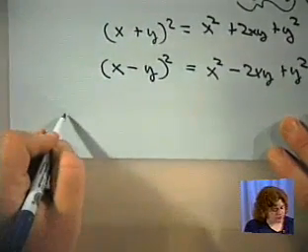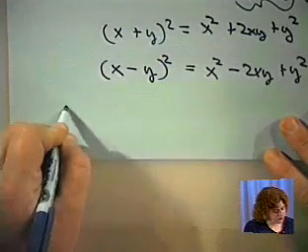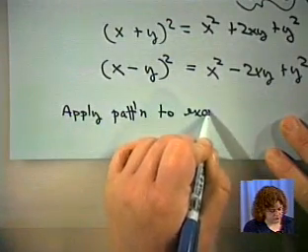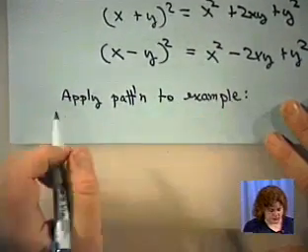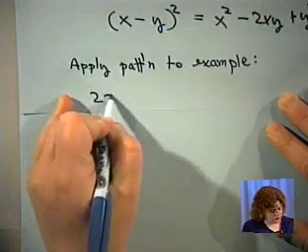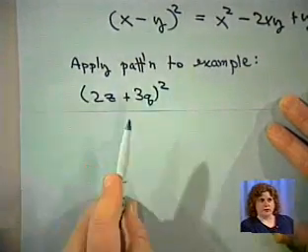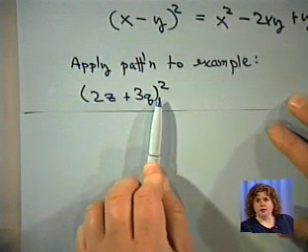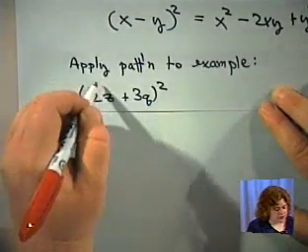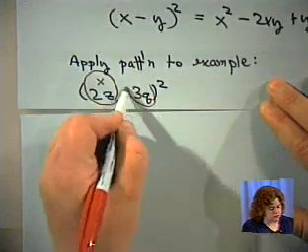Let's apply that pattern on an example, and instead of doing a FOIL and showing how the pattern fits, we'll just apply it directly to the pattern, or the pattern directly to the example. Let's take 2z plus 3q, and we'll square it. We have a binomial, and it's been squared. We want to recognize that we can either write it out and FOIL it, or use this pattern. If we want to use the pattern, well, that 2z is in the same place as the x, so we treat that like the x. And the 3q is going to be treated just like the y that we saw earlier.